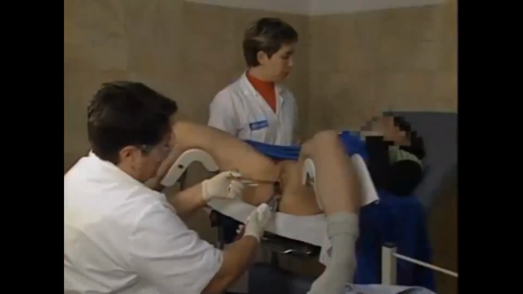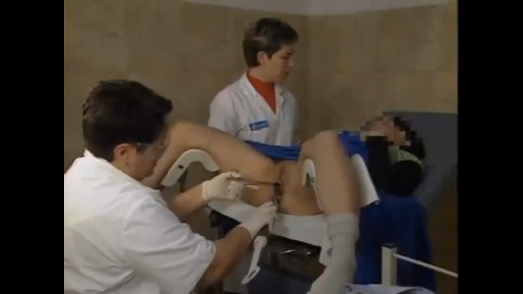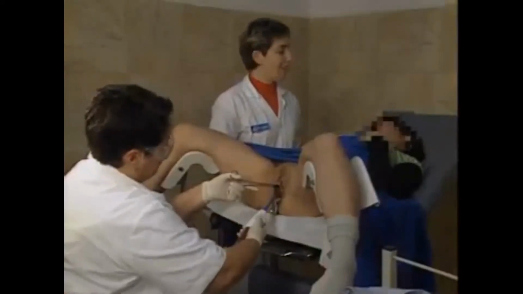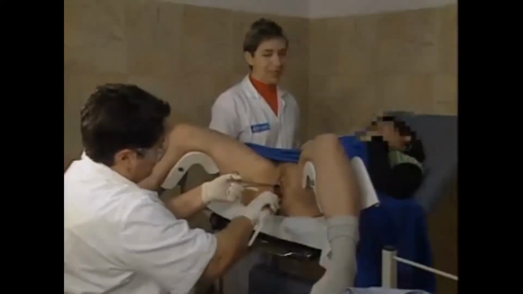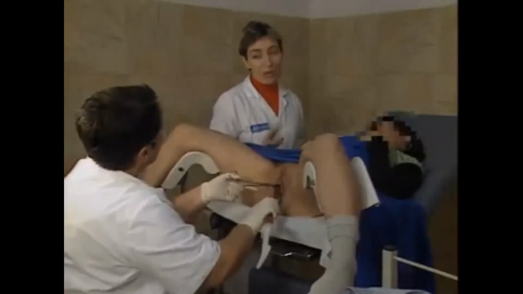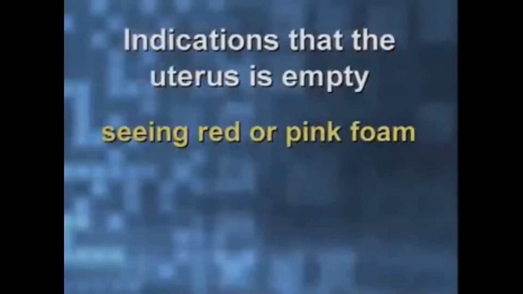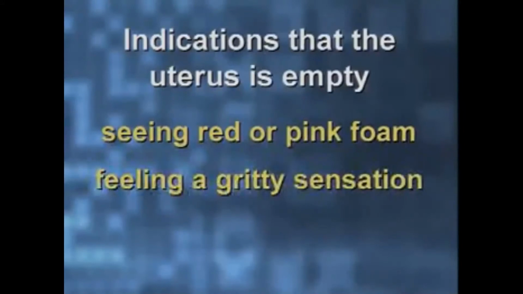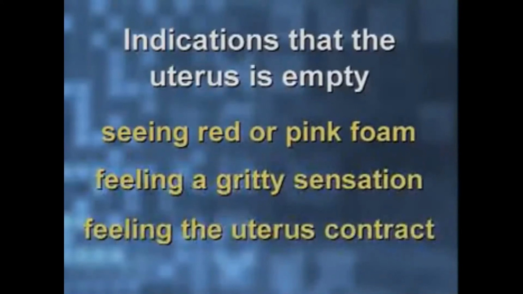If the aspirator becomes full, depress the buttons and disconnect it from the cannula. Either replace the aspirator or empty it and reattach it. Signs that indicate the uterus is empty include red or pink foam without tissue passing through the cannula, a gritty sensation as the cannula passes over the surface of the evacuated uterus, the uterus contracting around the cannula. The patient may also feel increased uterine cramping.